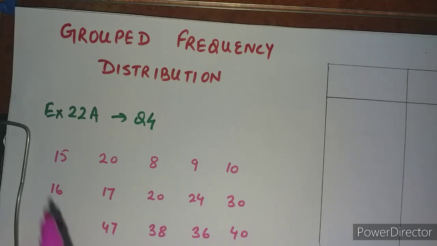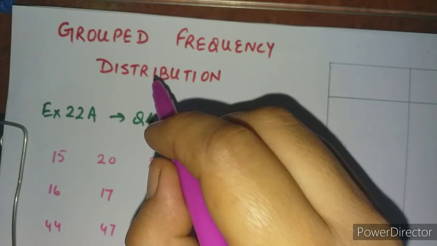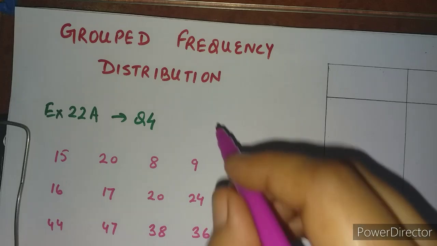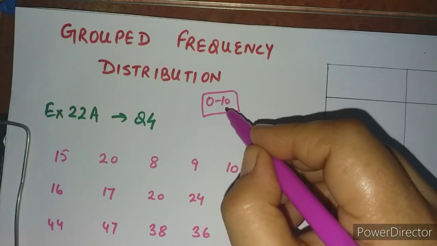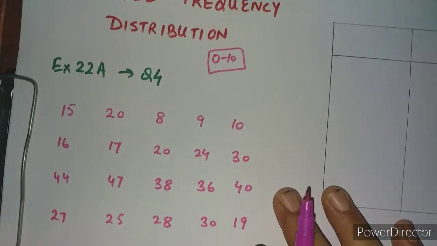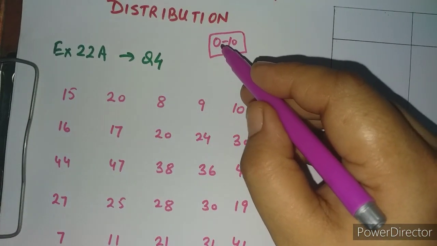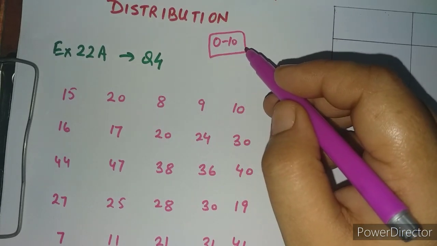First of all, we should know why we call it grouped frequency distribution. Earlier we discussed ungrouped. In this case, for all these marks, we are going to create groups. Because it is said that the grouping should start from 0 to 10, already told in the question, within this group 0 to 10 we will search which marks come under the range of 0 to 10. So this 0 to 10 will be our first group.